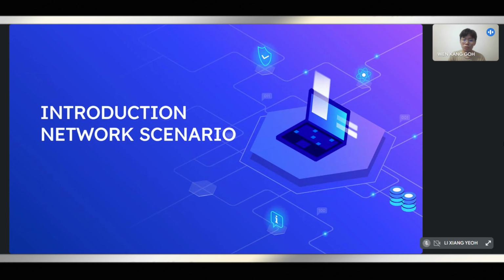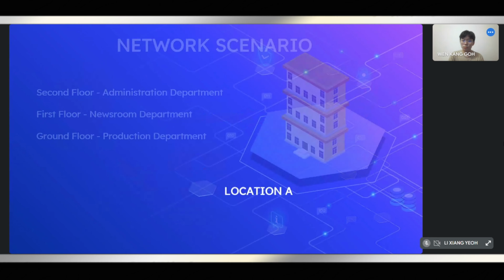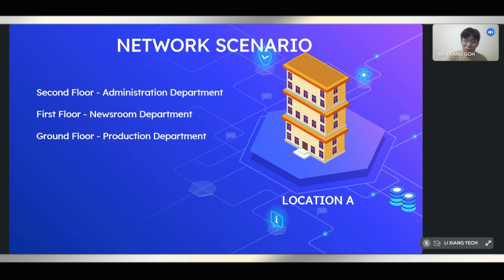Now let's talk about the introduction and network scenario. We have been asked to design and set up a local area network for an organization with buildings in different locations. We have three locations: location A, location B, and location C. Location A is 500 meters away from location B, and location C is 200 meters away from location A. The location A ground floor has the production department, the first floor has the newsroom department, and the second floor has the administration department.